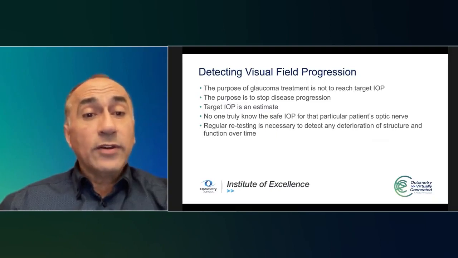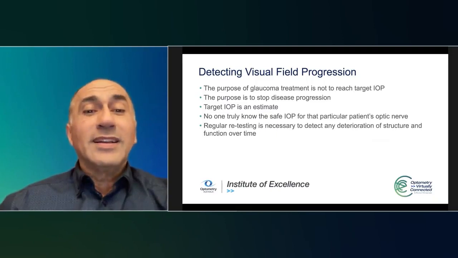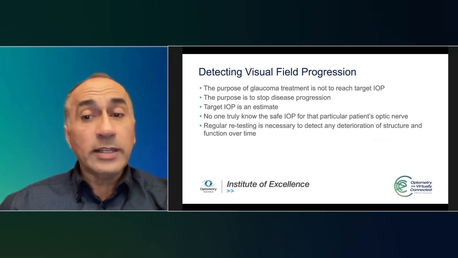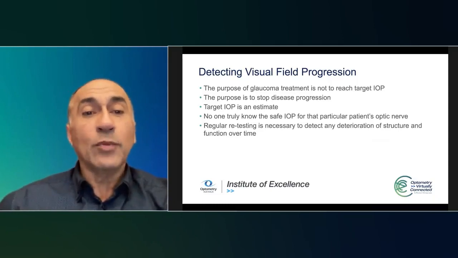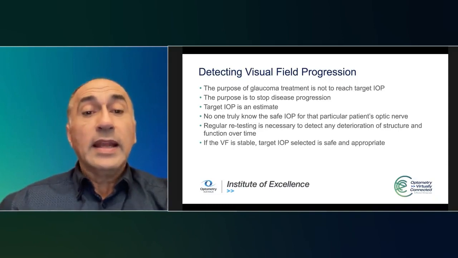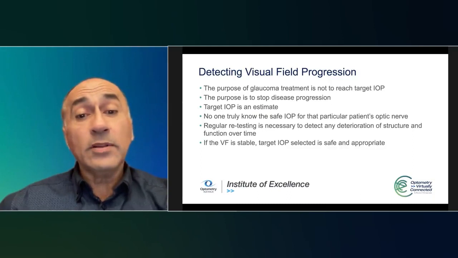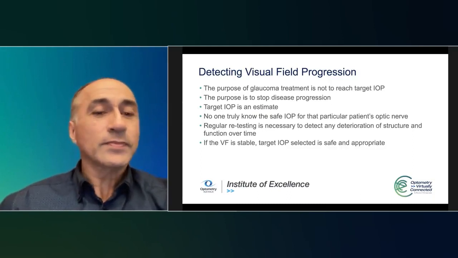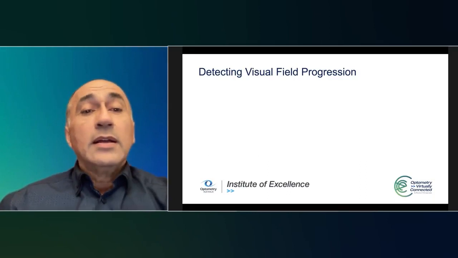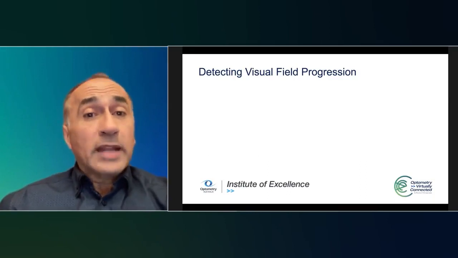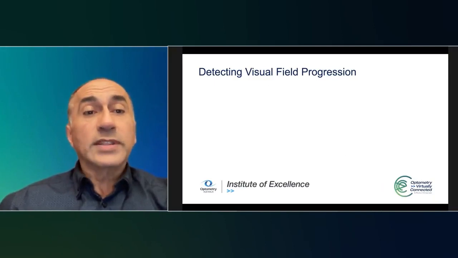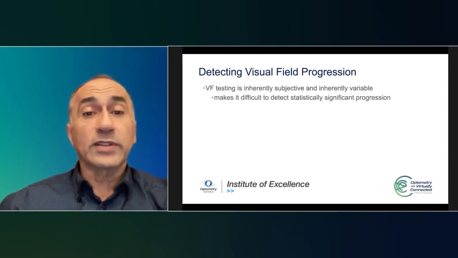We have disc photos, we have OCT scans, and we have visual fields tests. And if we find deterioration in one of those tests that's repeatable, then that patient is deteriorating and we need to reset our target pressure by another 10% lower. However, if things are stable, the target pressure is safe and appropriate, and you can continue on as you are. Since this is a visual field lecture, I won't talk about progression of discs and progression of OCT. We'll talk about progression of visual fields.